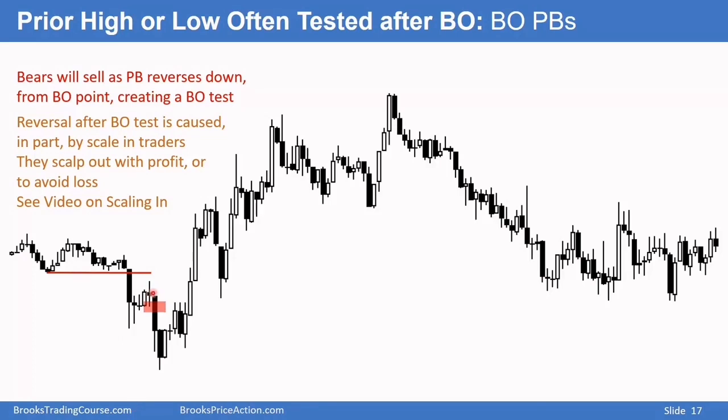Both bulls and bears will sell after a strong breakout. The bulls will sell to give up, and the bears who did not sell originally are looking to sell as well, and the result is a second leg down after a strong breakout.